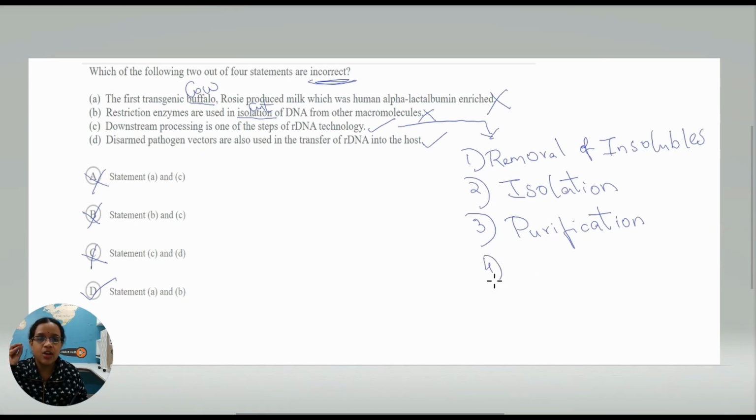Finally, you are left with packaging. You need to package the product which you have obtained and go for further sales, right?